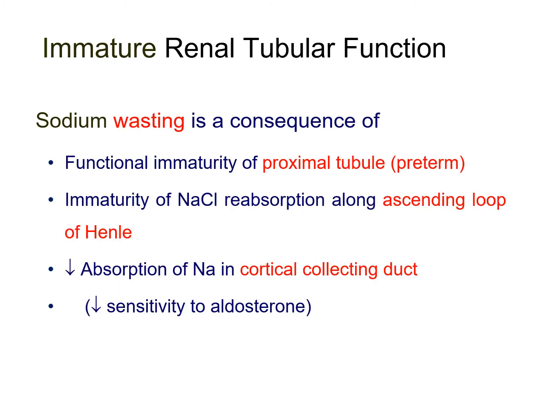Apart from not being able to adequately concentrate urine, babies also lose an excessive amount of sodium in the urine. In premature babies, this is due to functional immaturity of the proximal tubules. Sodium chloride is also lost due to reduced sodium chloride reabsorption along the ascending loop of Henle and decreased reabsorption of sodium in the cortical collecting duct due to reduced sensitivity to aldosterone.